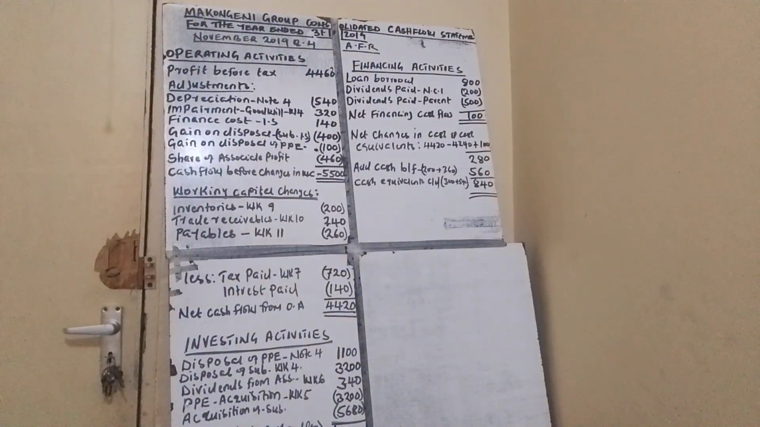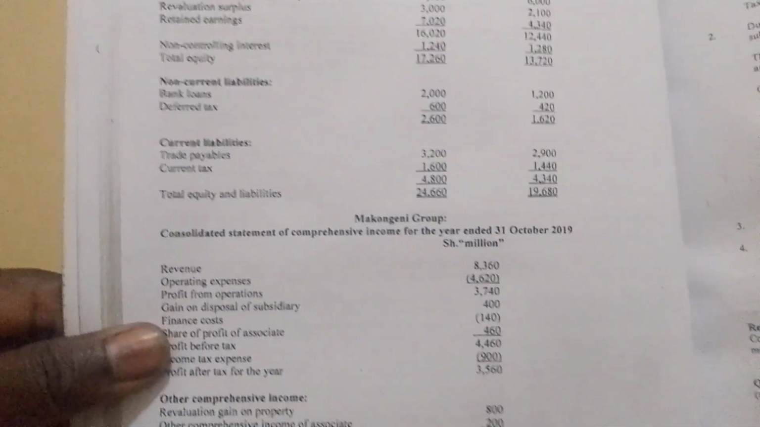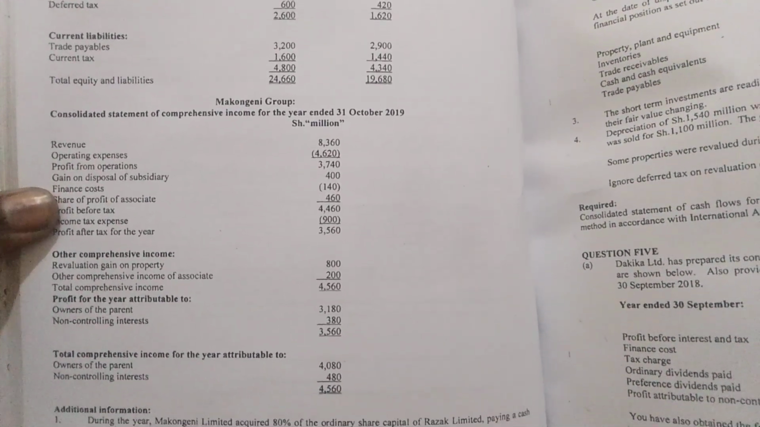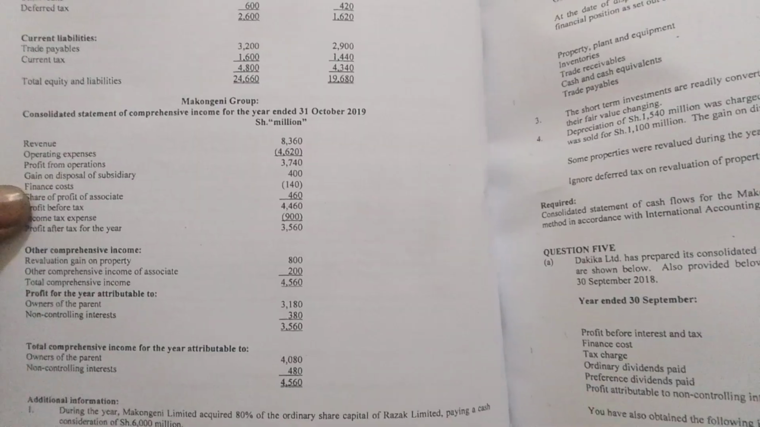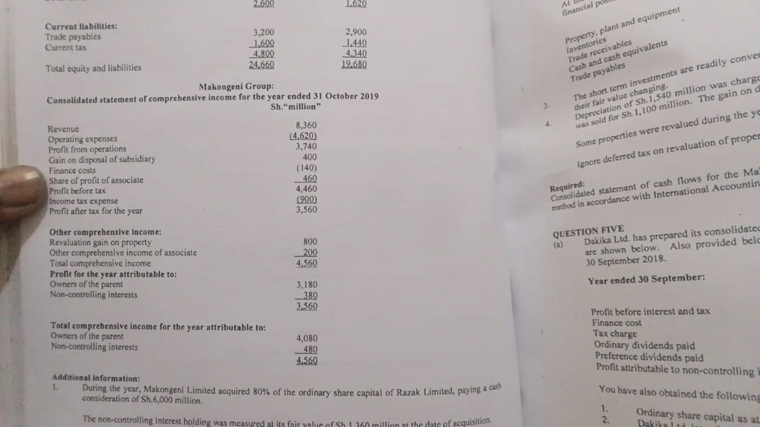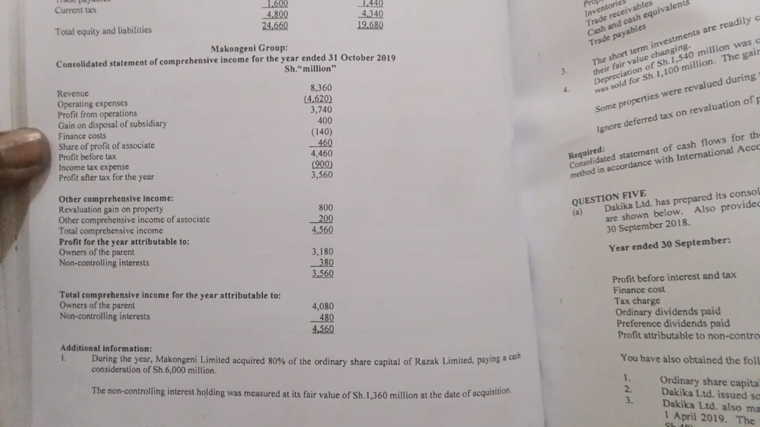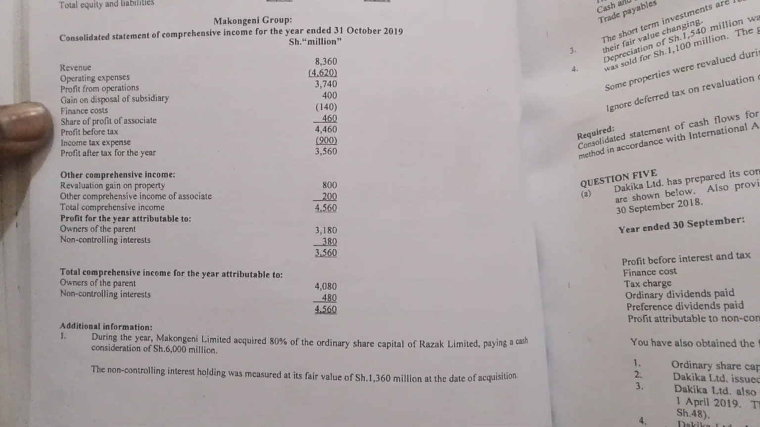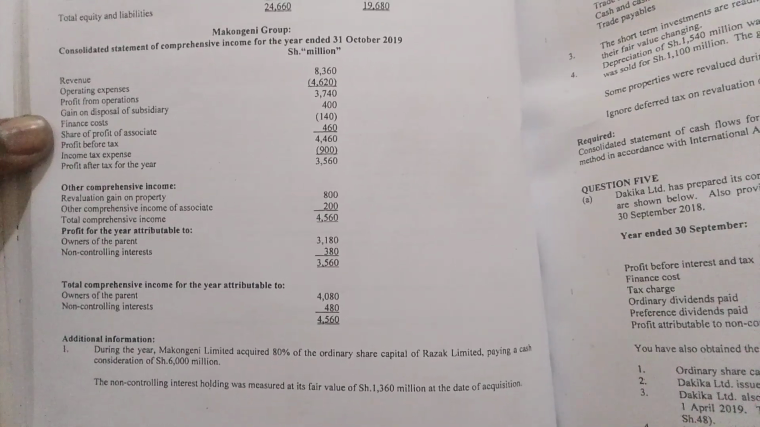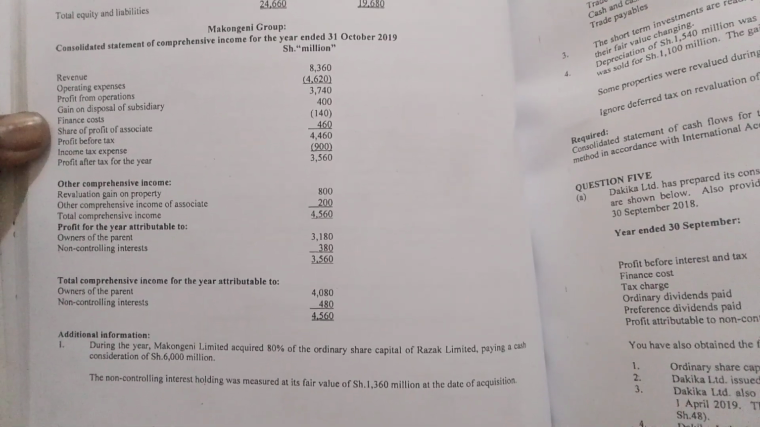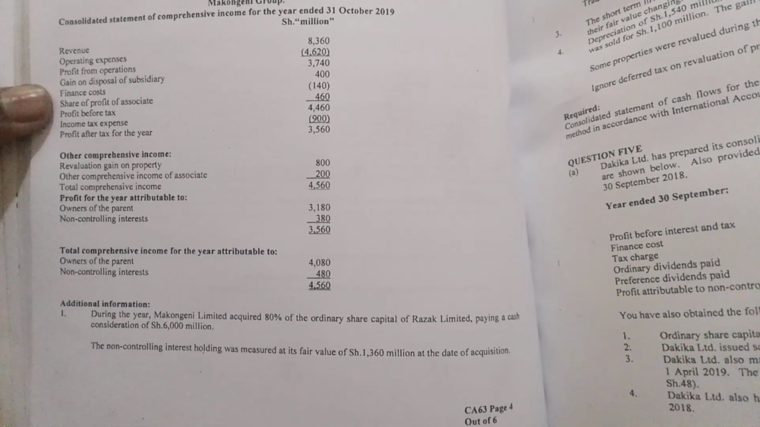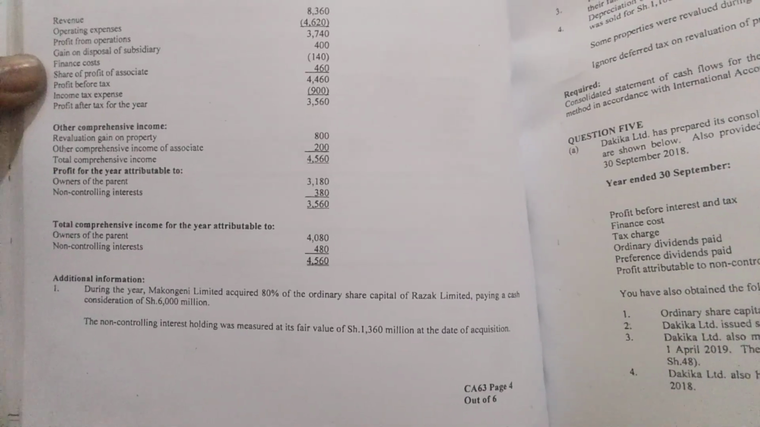Now, just check what I have. We have Makongeni Group, consolidated statement of comprehensive income for the year ended 1st October 2019. You have revenue, operating expenses. If you less that, you are left with profit from operations, gain on disposal of subsidiary, finance costs, share of profit of associate, profit before tax, income tax expense, profit after tax for the year.